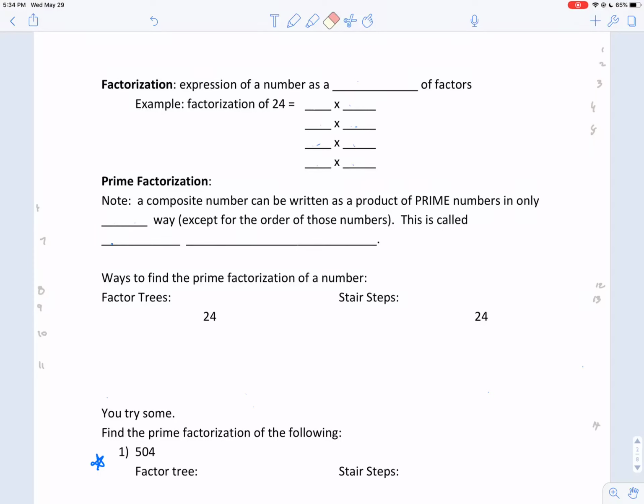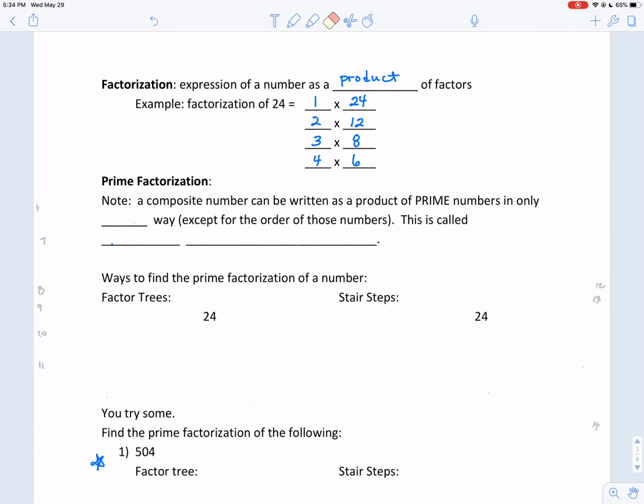In this video, we will be talking about prime factorization, but let's first talk about factorization. When you factor a number, you're just going to express that number as a product of factors. So for example, when we factor 24, we could say 1 times 24, 2 times 12, 3 times 8, or 4 times 6. So these are the factors of 24. Notice that there's prime numbers in there, 1 and 2 and 3, but there's also composite numbers in there.